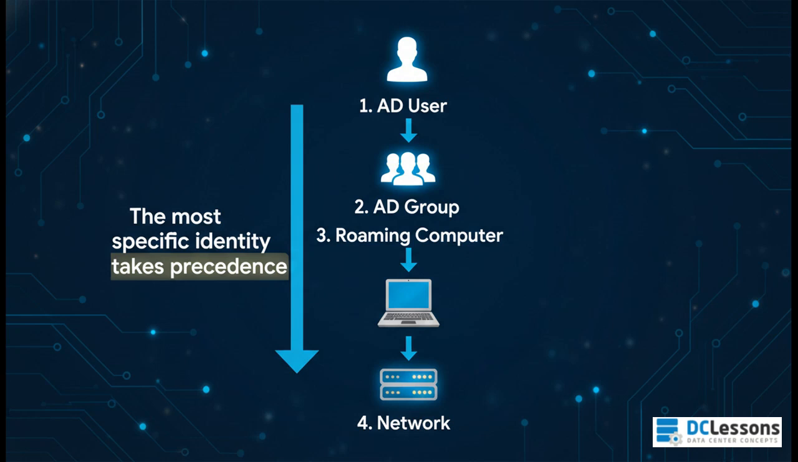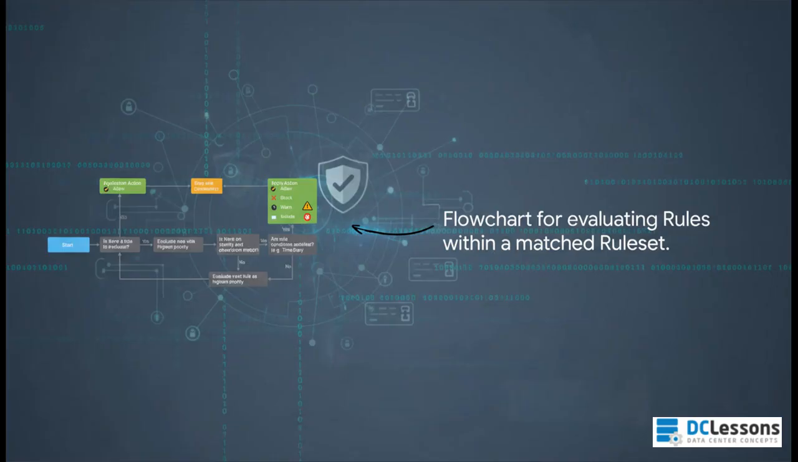Then comes their group, then the device itself, the roaming computer, and finally the network or tunnel. And that brings us to stage 2 of the logic. So once Umbrella has found a matching rule set, it then dives inside that rule set, and it does the same thing. It evaluates the rules from top to bottom. It's looking for the very first rule where both the identity and the destination match the request. The second it finds one, it applies that rule's action, whether that's allow, block, warn, or isolate. And that's it. The evaluation process stops cold.